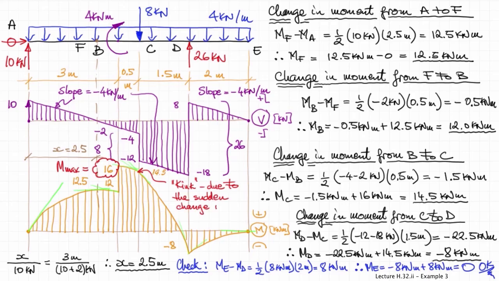And again, please note the kinks in the bending moment diagram at points C and D, and these are happening due to the sudden change in the shear force magnitudes to the left and right of points C and D. So that's why you have that kink, because of the sudden change in the slope.